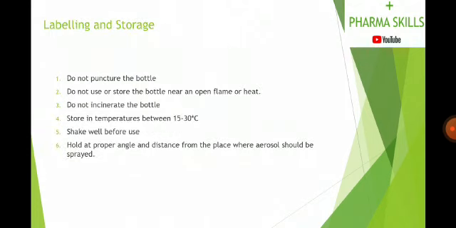Now, the labeling and storage. The labeling should contain the following things. Do not puncture the bottle. Do not use or store the bottle near open flame or heat. Do not incinerate the bottle, like do not burn the bottle. Store it at temperatures between 15 to 30 degrees Celsius. Shake well before use. Hold at proper angle and distance from the place where the aerosol should be sprayed. Okay, these all things should be there on the label.